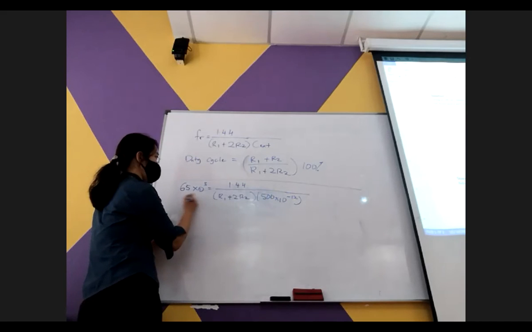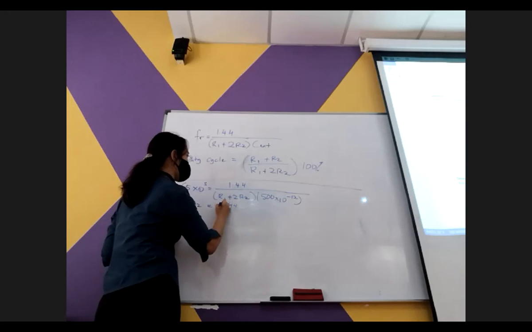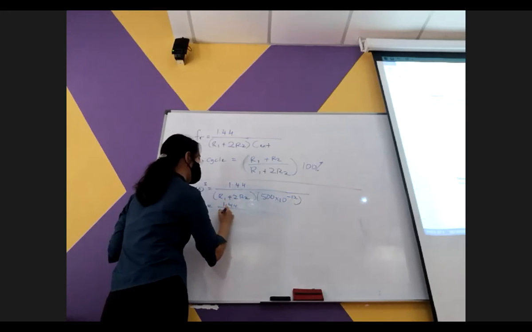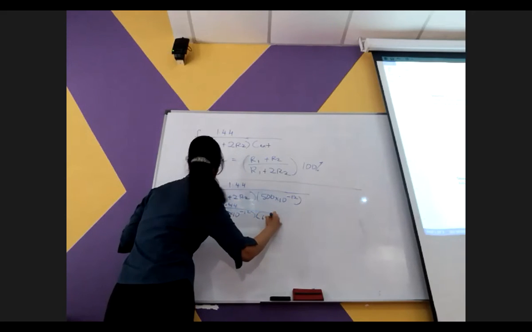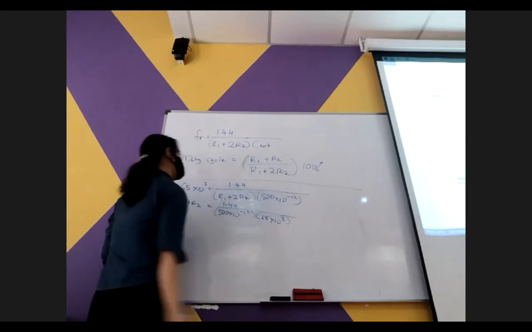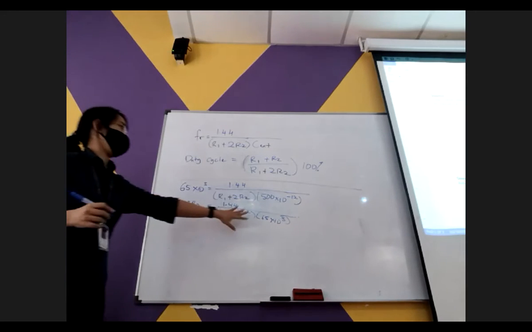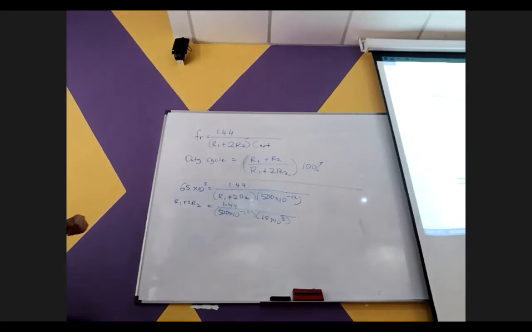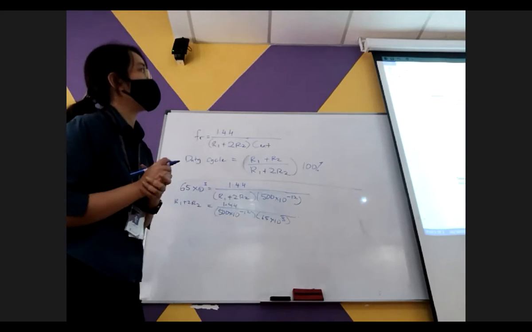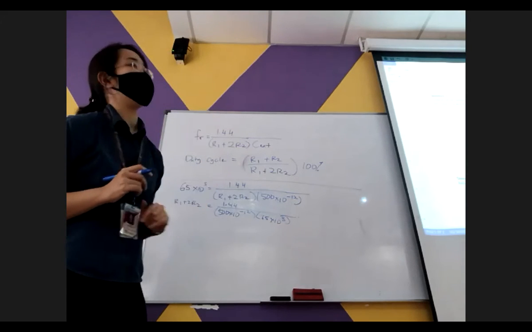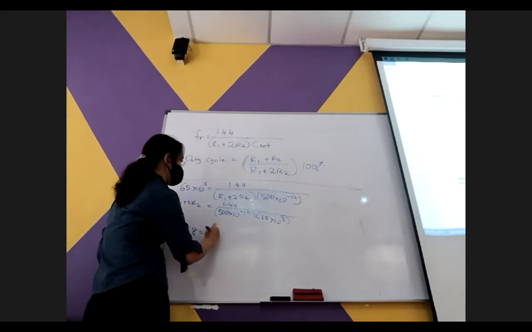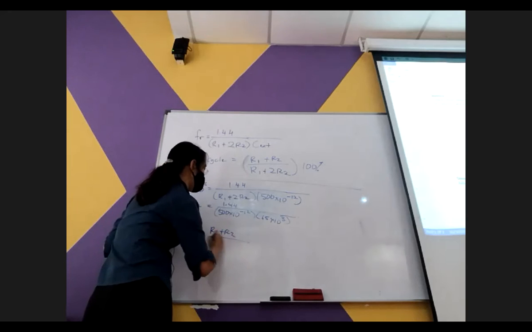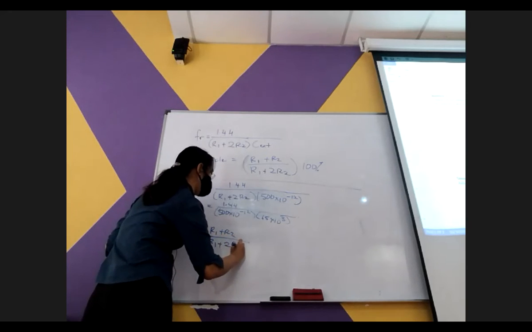Then you can simplify it. R1 plus 2R2 equals 1.44 over 500 times 10 to the negative 12 and 65 times 10 to the 3. Okay. So that gives R2 equal to this value. What's the second value you need? You need the duty cycle. It needs to be 80%. So in our words, 0.8 equals R1 plus R2 over R1 plus 2R2.